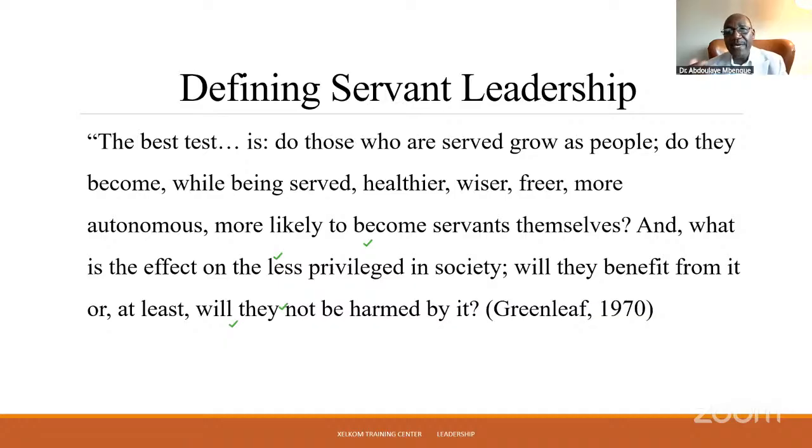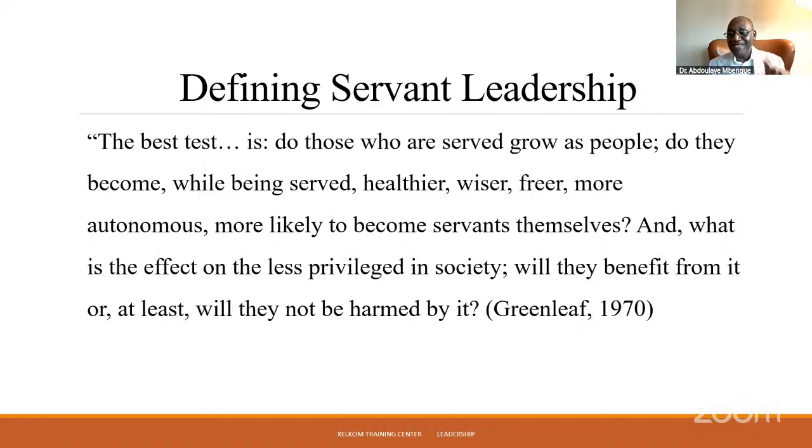Now, I was shocked when I heard that the academic community rejected servant leadership because they said there's a lack of clarity on the concept. I said that was dishonest of those who wrote that, because this is what the man wrote in 1970. He said the best test is: do those who are served grow as people? Do they become, while being served, healthier, wiser, freer, more autonomous, more likely to become servants themselves? And what is the effect on the less privileged in society? Will they benefit from it, or at least will they not be harmed by it? And you say that this is not credible. I have never seen a more complete definition of a leadership model.